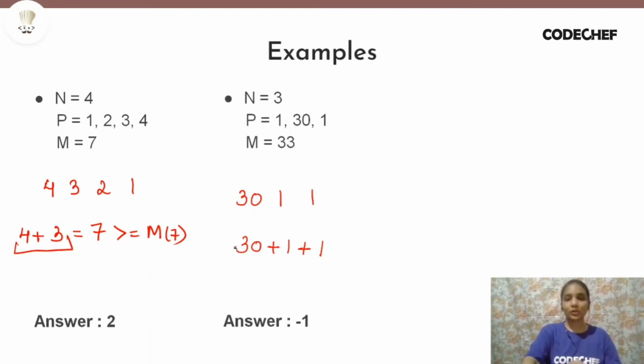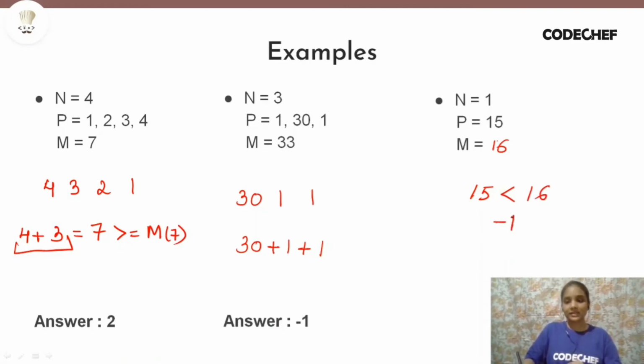Now we will see one more last example. Suppose we are given only one plate, and the number of meatballs on that plate is 15. So suppose M is 16, so we need to eat 16 meatballs, that is the threshold. So now P is 15 and 15 will always be less than 16. So in this case our answer will be -1.